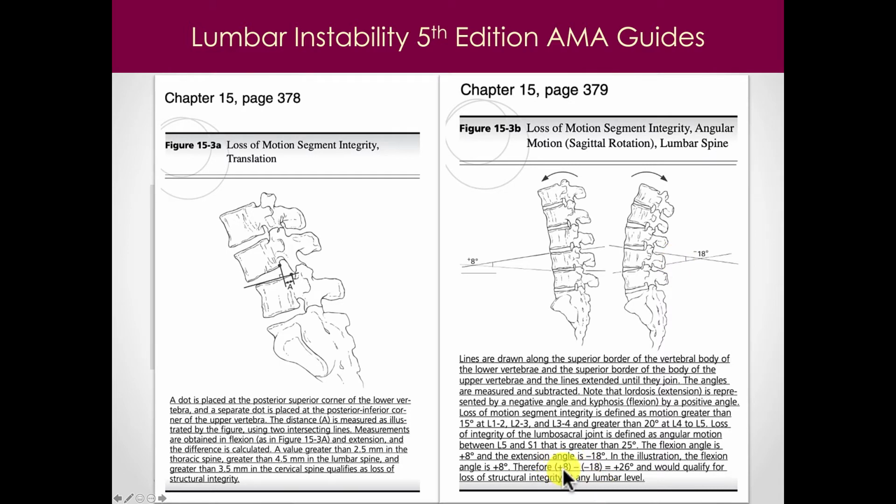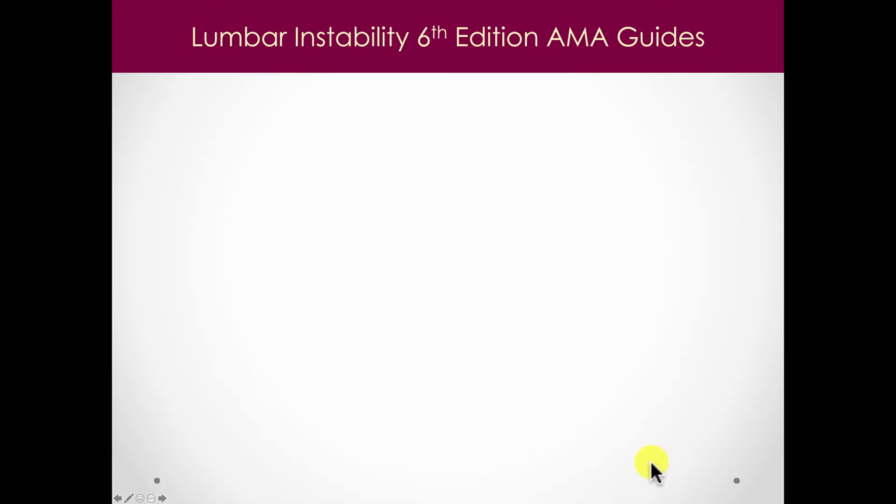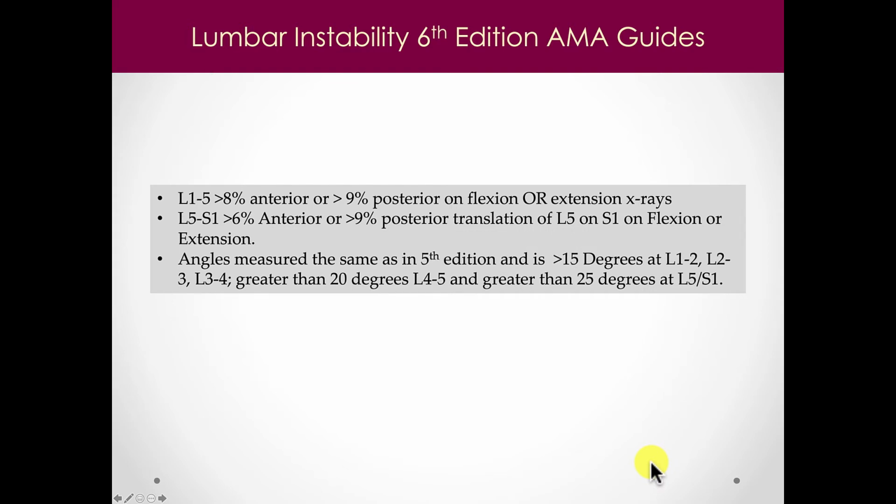Then what you're doing is, remember, a positive, when the spine is facing to the anterior to the left, a positive is a kyphotic value, a negative is a lordotic value, right? So if we look at a positive 8 degrees and subtract out the 18 degrees here, it's a 26 degree change, okay? So that's how they would define instability there.